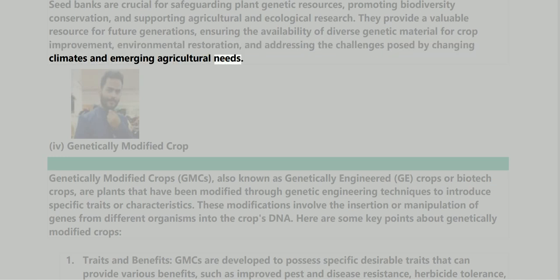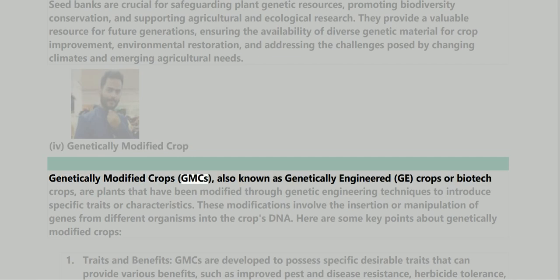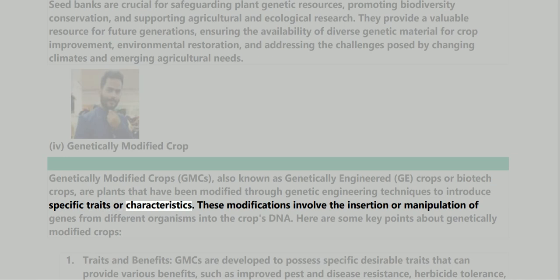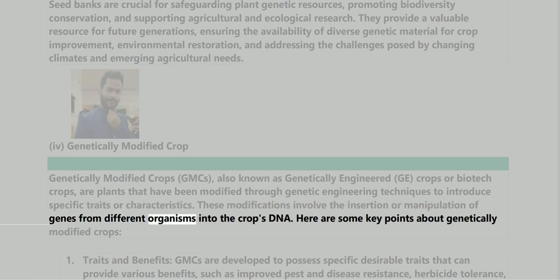4. Genetically modified crop. Genetically modified crops, GMCs, also known as genetically engineered, GE, crops or biotech crops, are plants that have been modified through genetic engineering techniques to introduce specific traits or characteristics. These modifications involve the insertion or manipulation of genes from different organisms into the crop's DNA. Here are some key points about genetically modified crops.